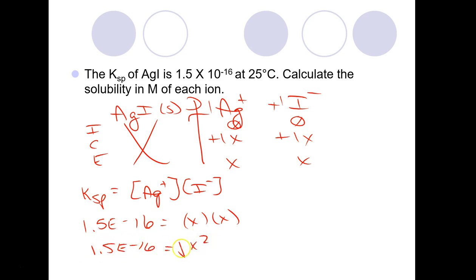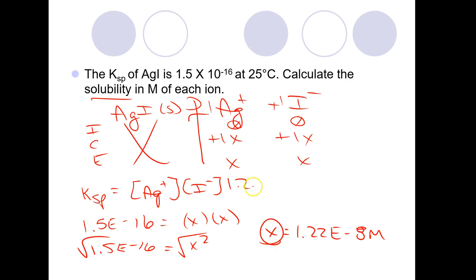So I'm going to take the square root of both sides. So that's the button. If you have a graphing calculator, it's written right above the X squared button. And you get 1.22e-8 molarity. And that is the solubility. When you solve for X, that is the solubility.